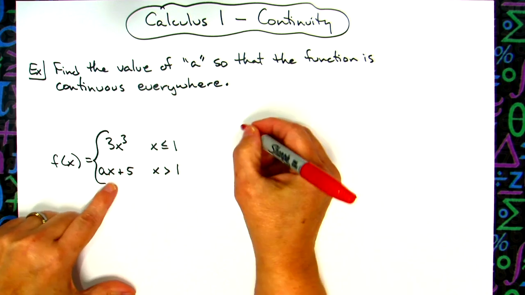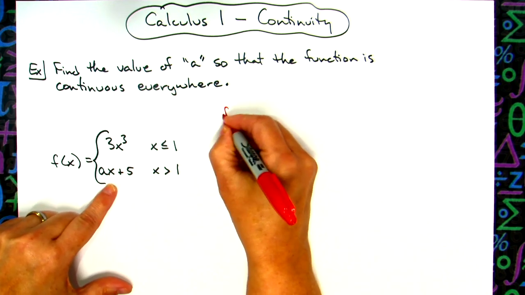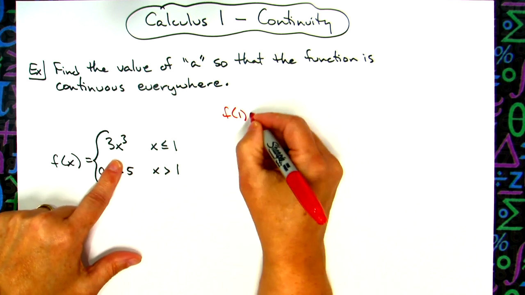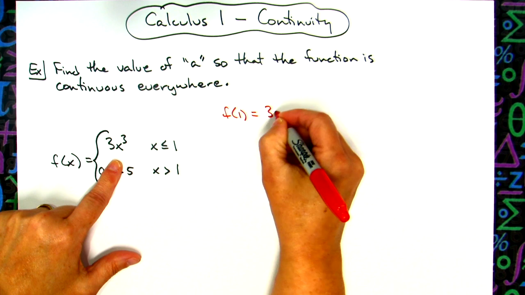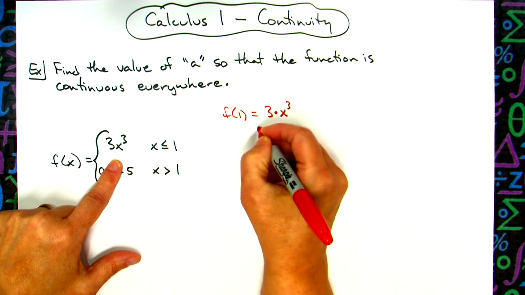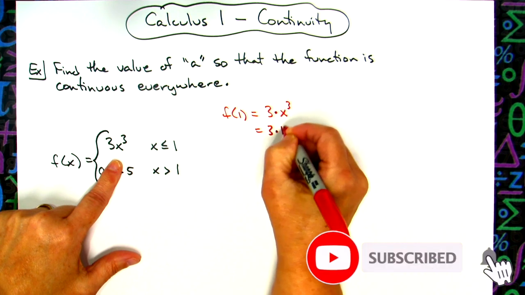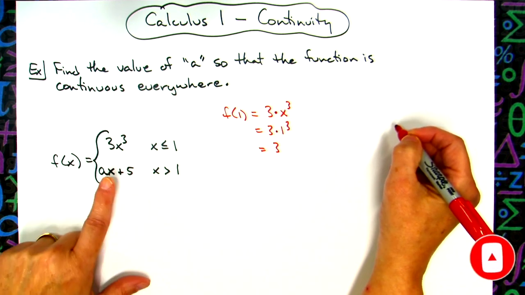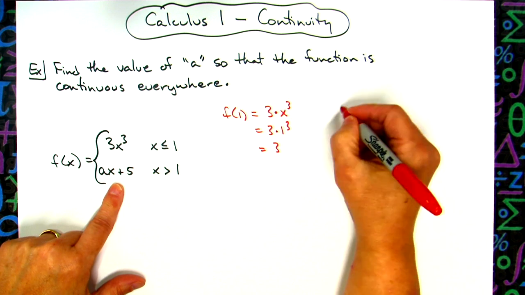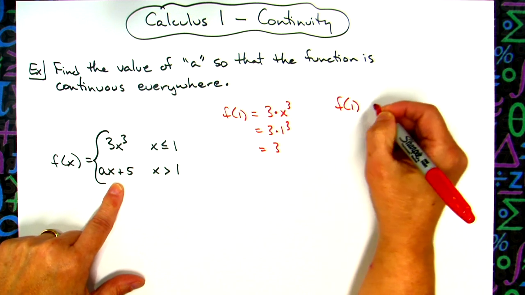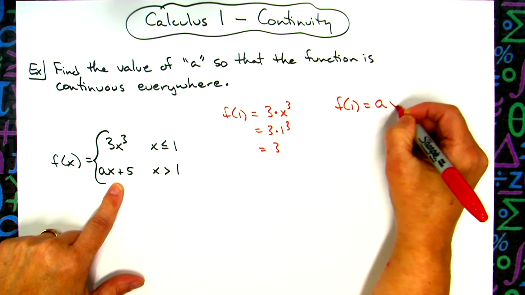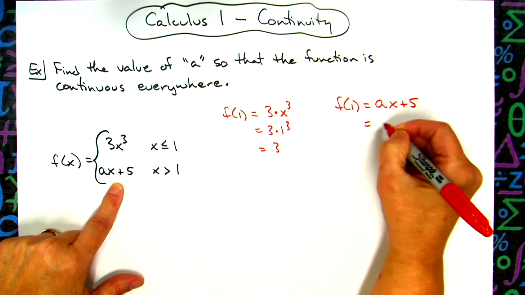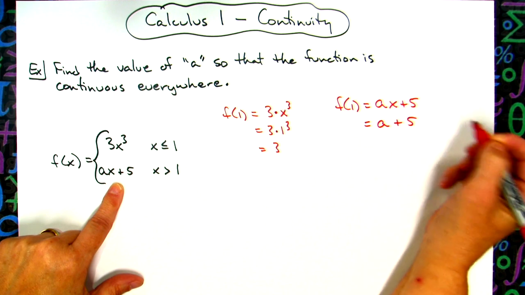Okay, so showing or organizing that work. If I did f of 1, that means plug it here into the top. I'm going to have 3 times x to the third, plugging in the 1, 3 times 1 to the third. That's just going to give me a 3. Now, if I take the 1 and plug it in for x in the bottom portion of the function, so again f of 1, but this time I'll have the ax plus 5. Plugging in 1 for the x, I'm going to have a plus 5.